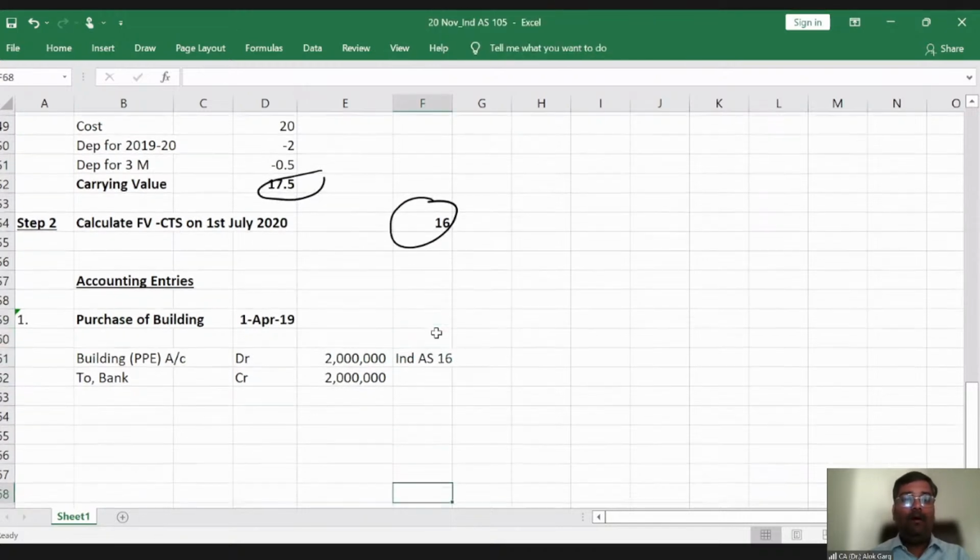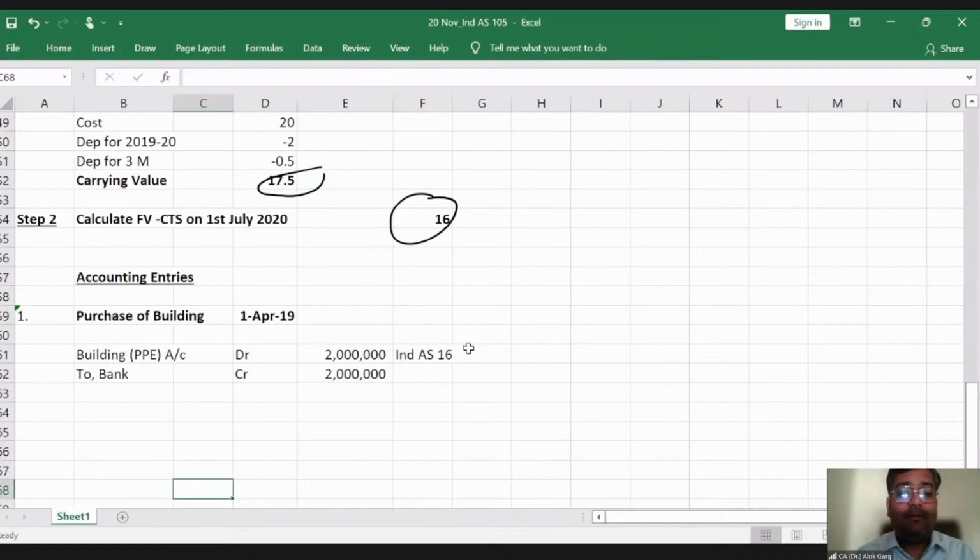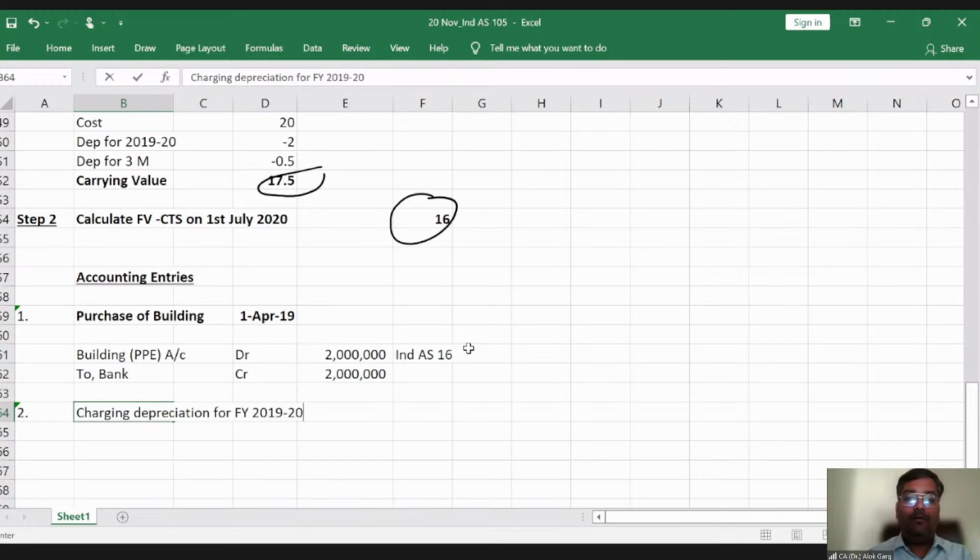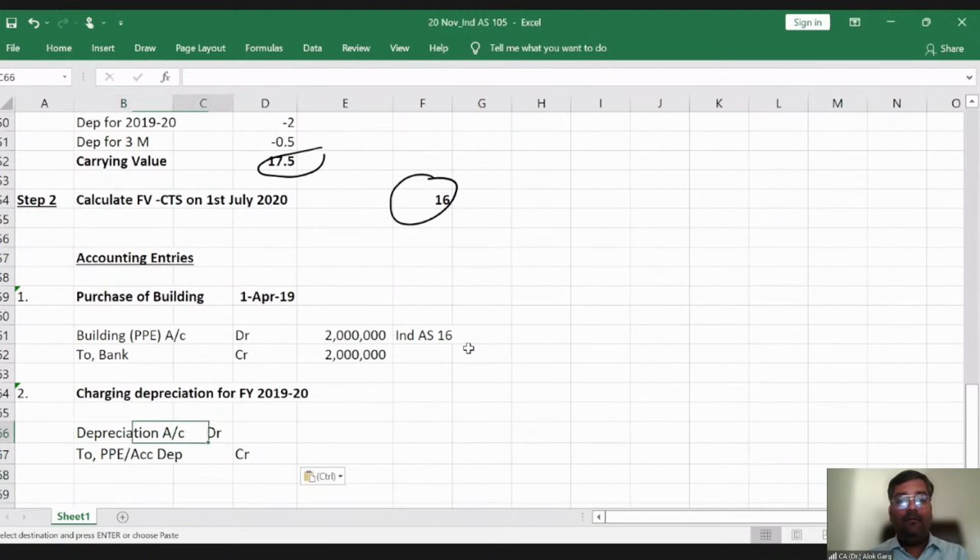Okay. Now, what is the second entry? Then you need to charge the depreciation. On FY 1920, you need to charge depreciation. Second entry: charging depreciation for FY 1920. What is the accounting entry? Depreciation account debit to PPE or accumulated depreciation.